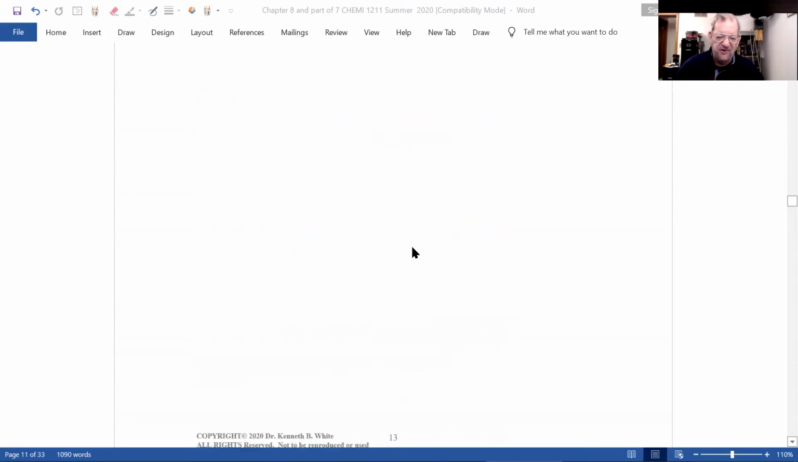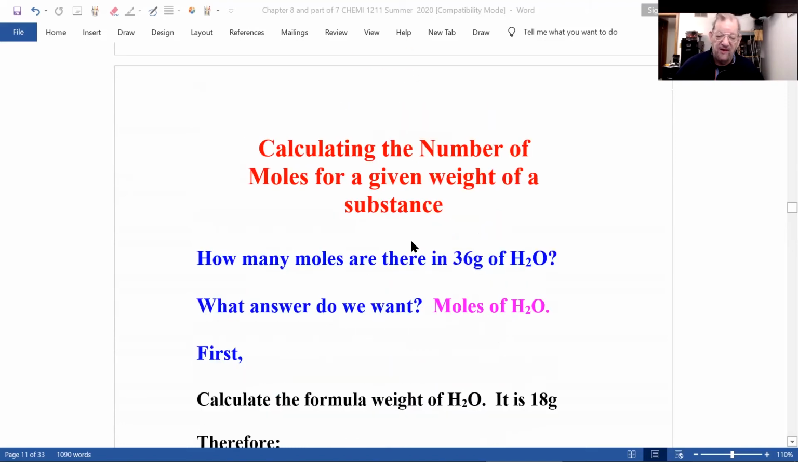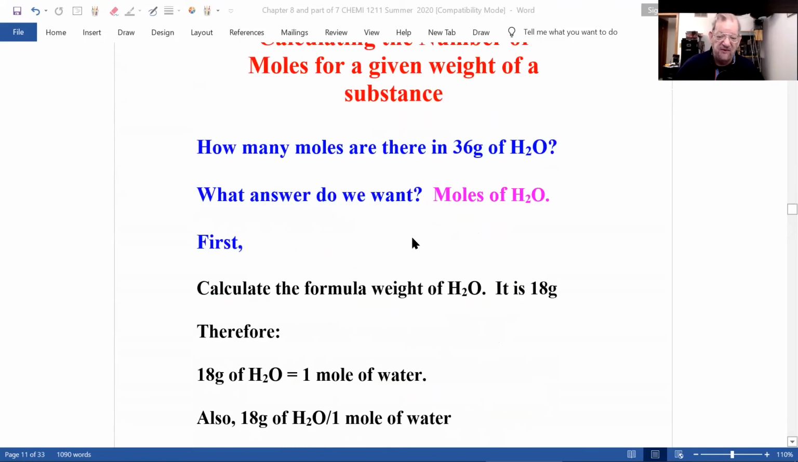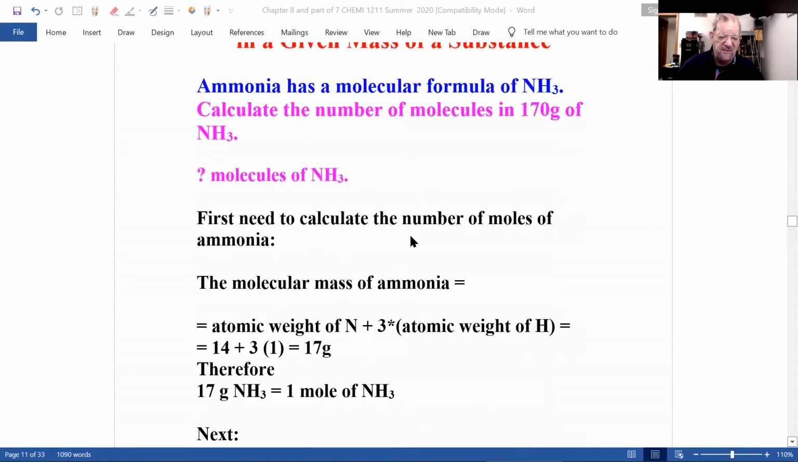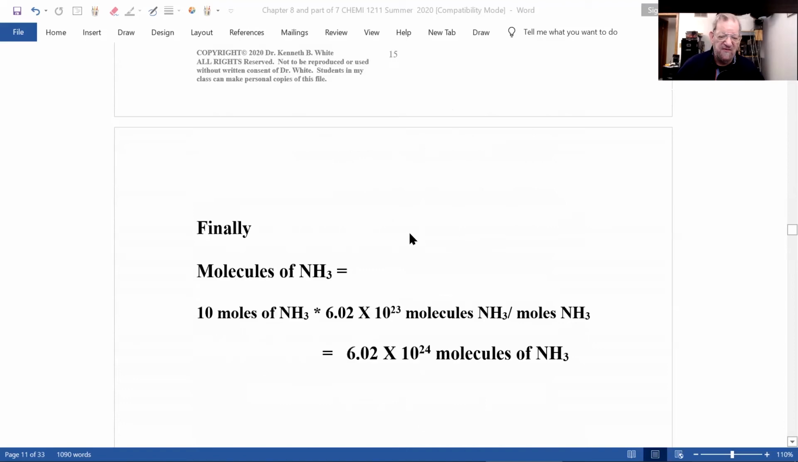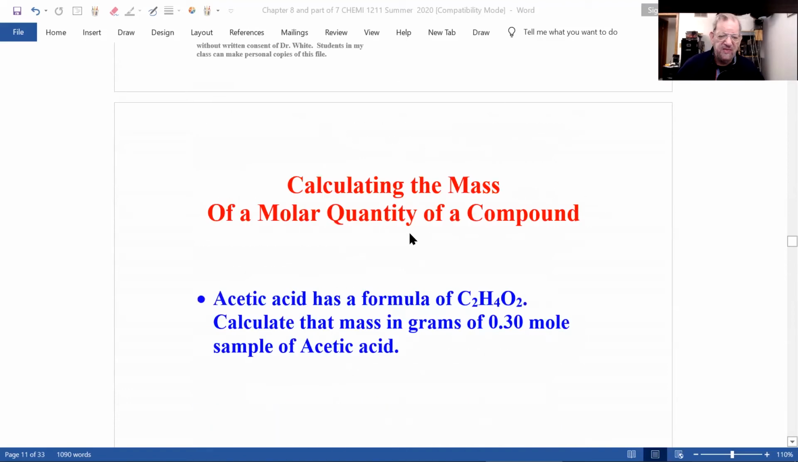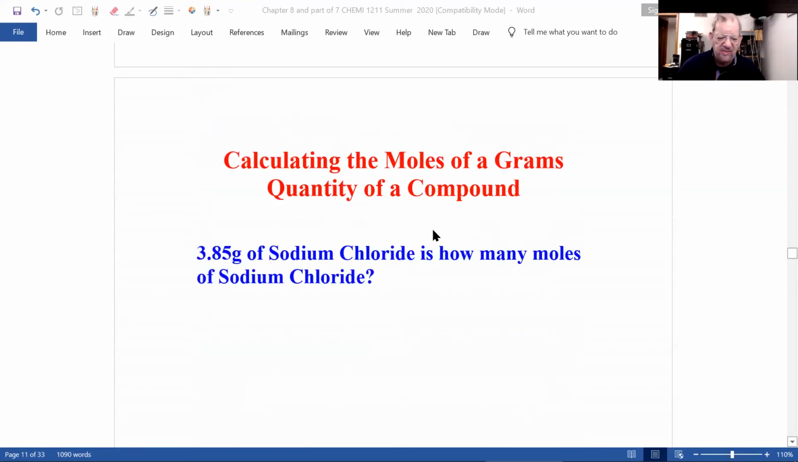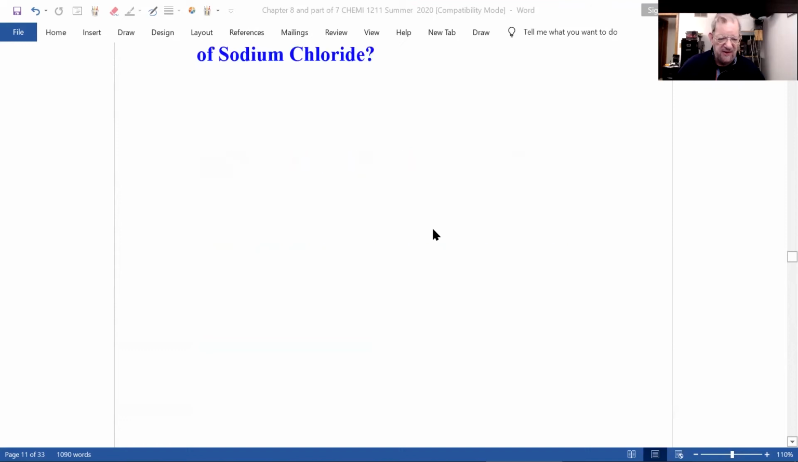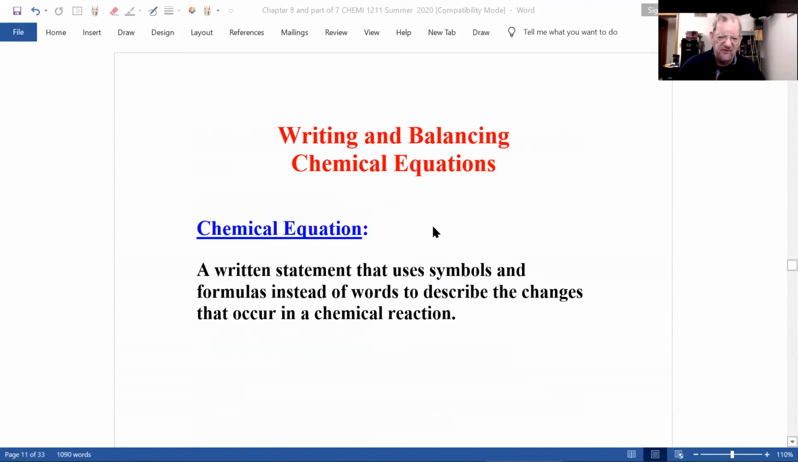And we went through this on Tuesday, and last Thursday we started. Just like that, we did stuff like this. Calculated the mass of the molar quantity. Acetic acid has this formula. How many grams is 0.3 moles? We've done this. Same thing here. You can go back and try this. All right.